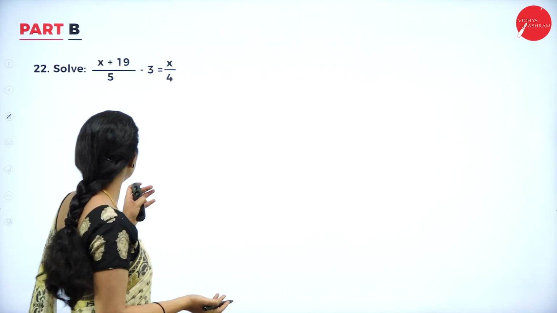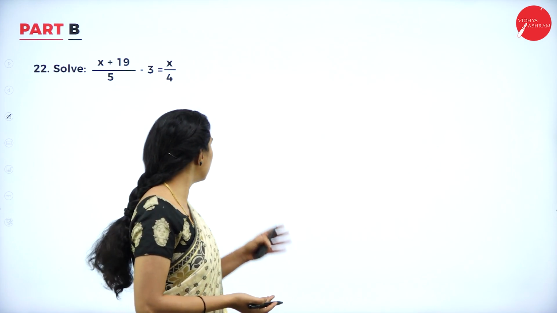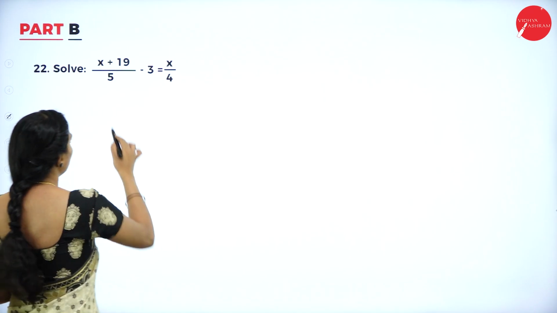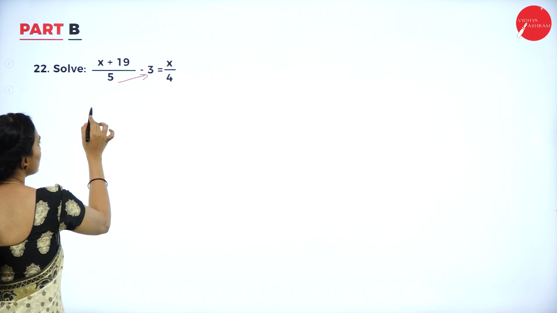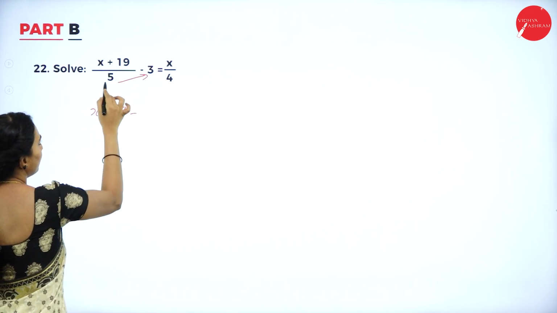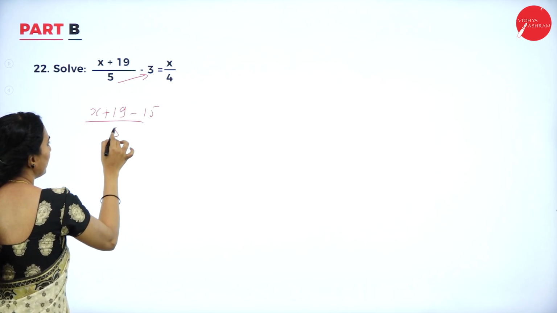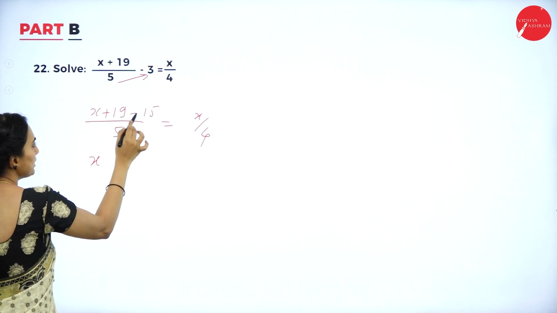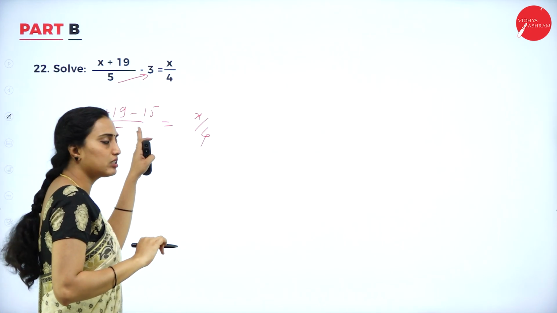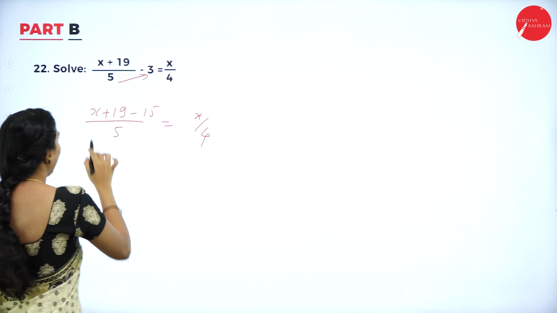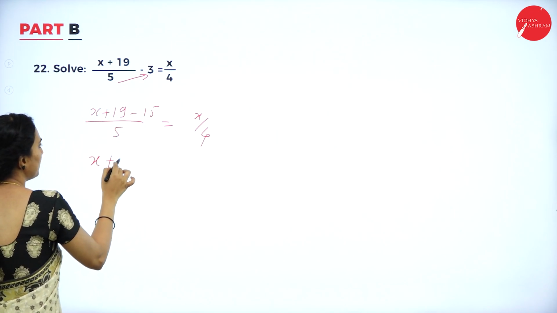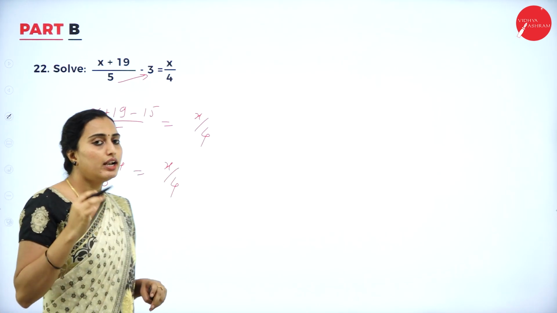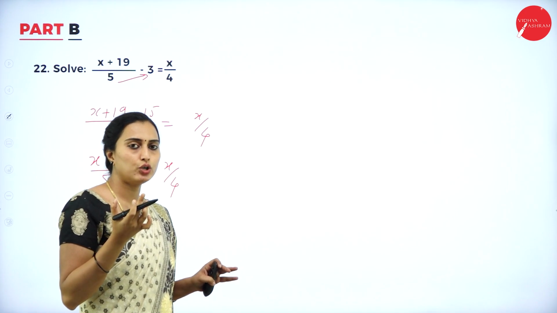That is our question number 22. Solve (x plus 19) divided by 5 minus 3 is equal to x by 4. So how to solve this one? You can take the LCM, which is nothing but 5. So x plus 19, 5 3s are 15, divided by 5 is equal to x by 4. You can cross multiply after simplifying. This and next step I am going to give you. x plus 19 minus 15 is nothing but x plus 4, divided by 5 is equal to x by 4. Correct? Because 19 minus 15 gives you 4.